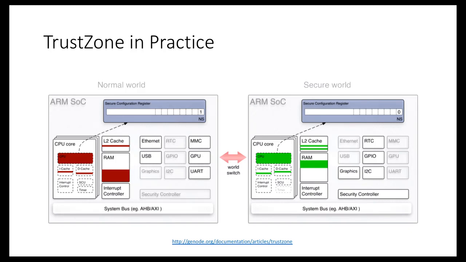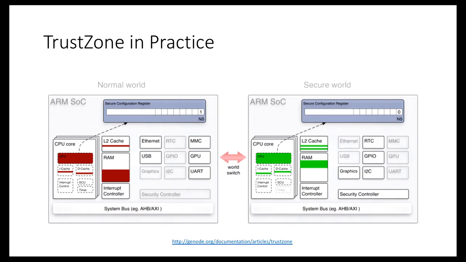So you've got your normal world on the left, and the big thing to notice here is that there's a secure configuration register with the NS bit. I kid you not, NS stands for not secure. So when not secure is 1, your system isn't secure. You're in the normal world, and you're operating on the peripherals as they're configured for the normal world. So in this case, we have our CPU core, we have some instruction cache and data cache, and you see red bands of regions that are enabled in the normal world. We have a certain amount of RAM that's enabled, we have some L2 cache that's enabled, and we have a set of peripherals that are enabled. So we have Ethernet, USB, MMC, all the ones that aren't grayed out.